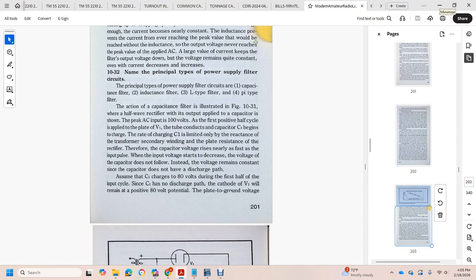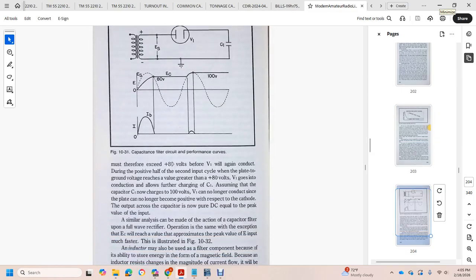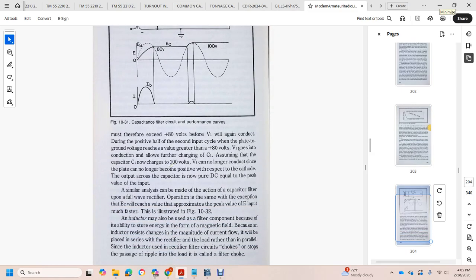Assuming capacitor 1 charges to 80 volts during the first half of the input, the cathode side of capacitor 1 now has no discharge path. The cathode voltage will remain at the 80 volt potential, so the plate voltage must therefore exceed 80 plus volts before the tube again conducts. During the positive half of the second input cycle, when the plate voltage reaches a value greater than 80 plus volts, the tube goes into conduction, allowing further charging of capacitor 1. Assuming capacitor 1 now charges to 100 volts, the tube no longer conducts, since the plate no longer becomes positive with respect to the cathode. Of course, the output is now pure DC equal to the peak value of the input.